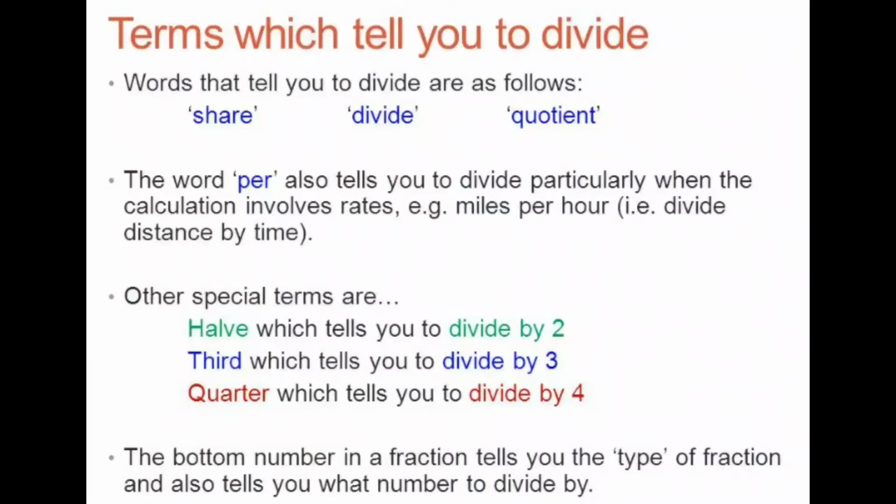Terms which tell you to divide. Words that tell you to divide are as follows: share, divide, quotient. The word per also tells you to divide, particularly when the calculation involves rates, like miles per hour. Other special terms are half, which tells you to divide by 2, third, which tells you to divide by 3, quarter, which tells you to divide by 4. The bottom number in a fraction tells you the type of fraction and also tells you what number to divide by.